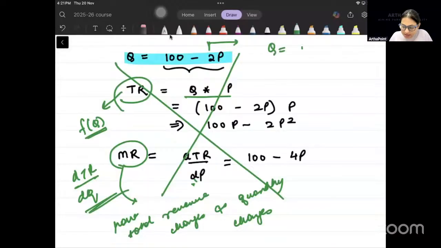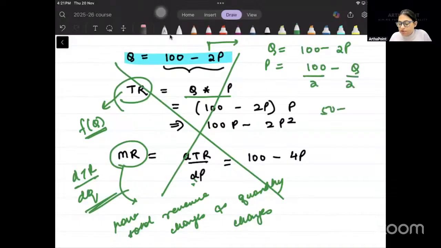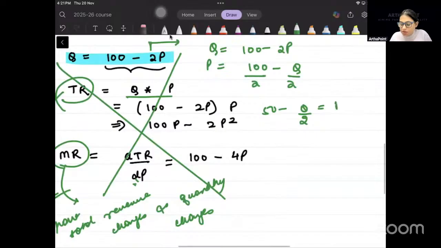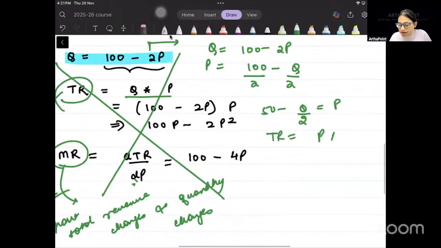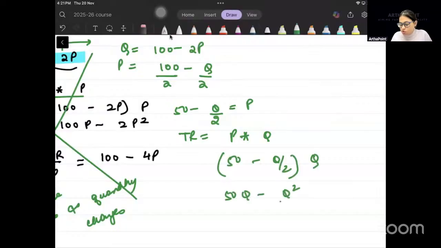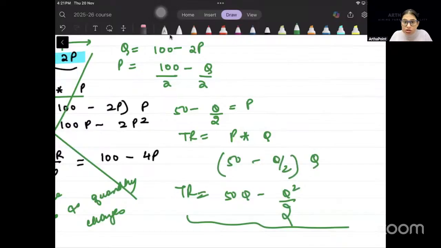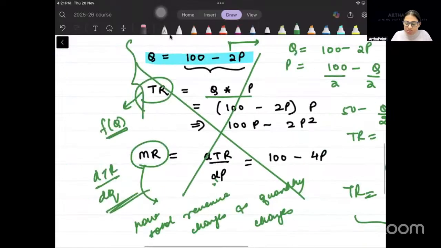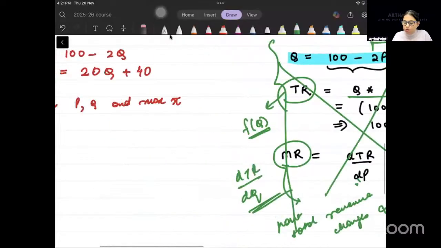So अगर ऐसा दिया है तो you will write P is equal to 100 minus Q by 2. It will be 50 minus Q by 2. This will be P. So my total revenue will be price into quantity, माने whatever this is. तो 50 minus Q by 2 into Q, 50Q minus Q square by 2. This will be my total revenue. Don't do this mistake. बहुत जल्दी में sometimes you do this mistake. We cannot. ठीक है?